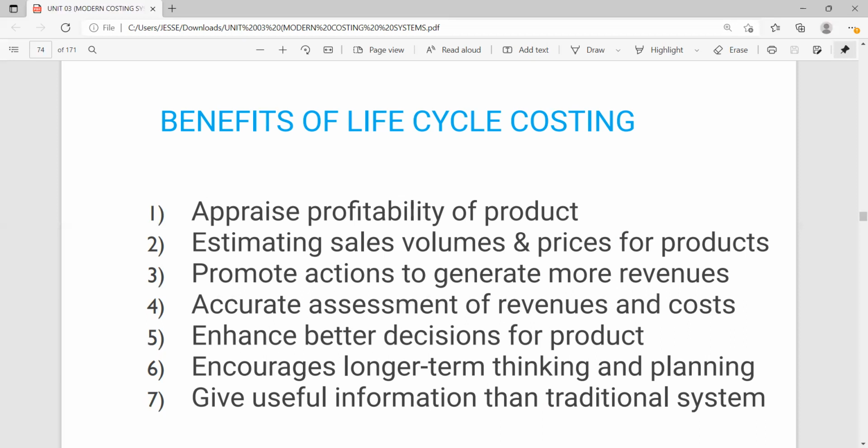Life cycle costing also helps to encourage long-term thinking and planning. Number 7, it also gives useful information. If you are looking at the product within the context of its stage in the life cycle, then it gives you more information, more understanding, more background to the product. And that helps you to make better decisions surrounding the product. The better the information, the better the decisions.